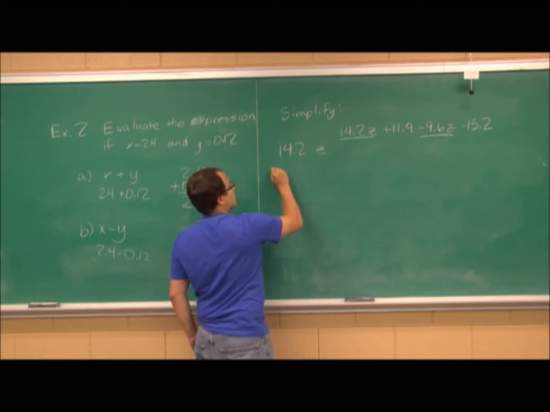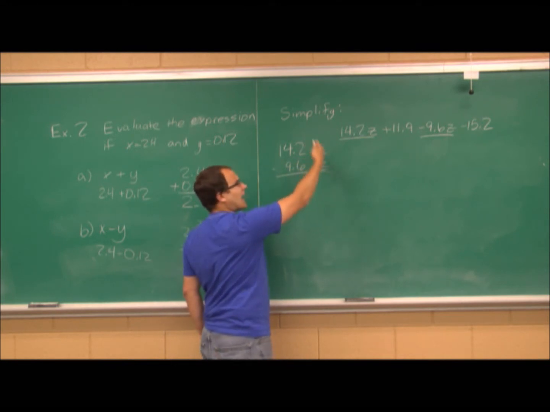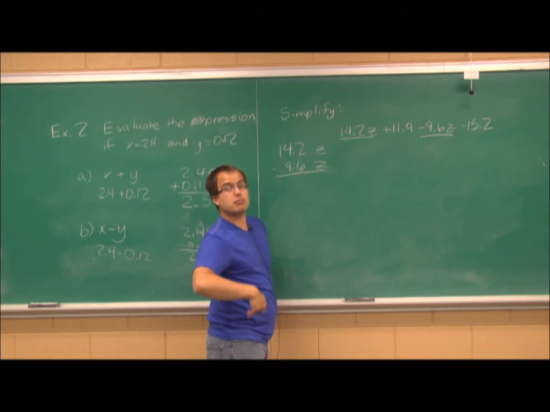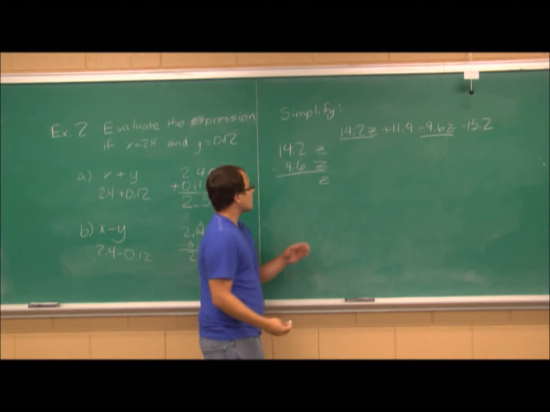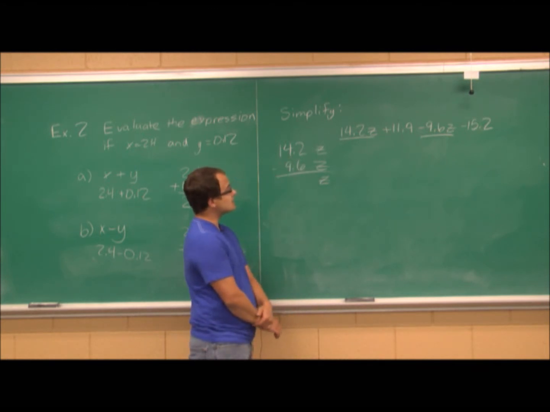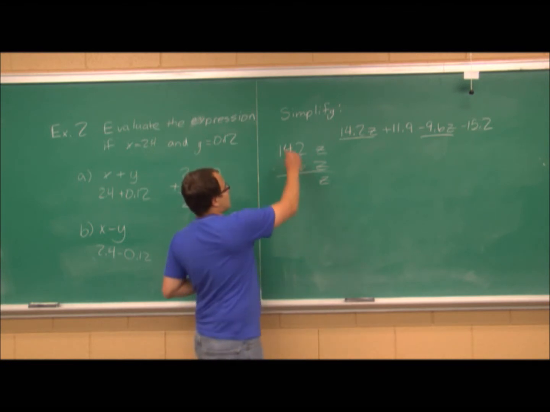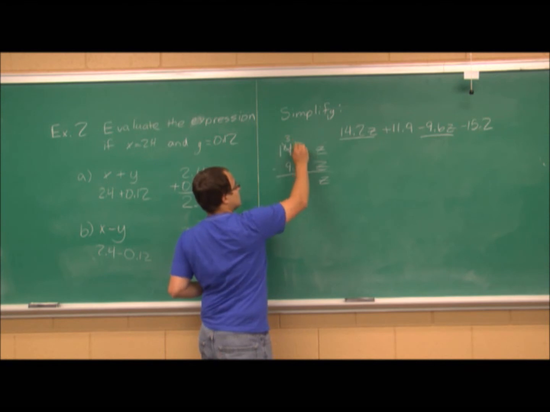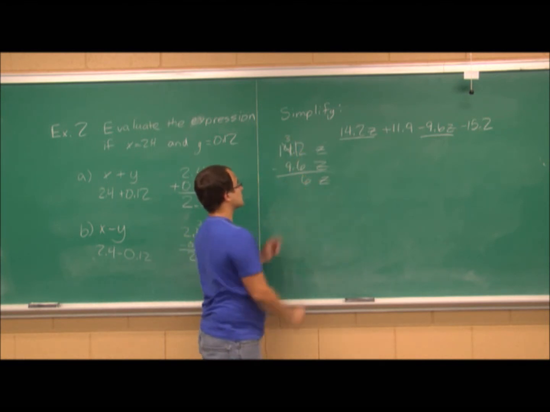14.2z minus 9.6z. The z is kind of like a label, so I know it's going to be part of my final answer. So I'm just going to write it down. Now I look. Well, they have the same number of decimal places, so I don't need to add a trailing 0. And I just have to subtract. Well, I'm going to have to borrow. So 3, 12. 12 minus 6 is 6.